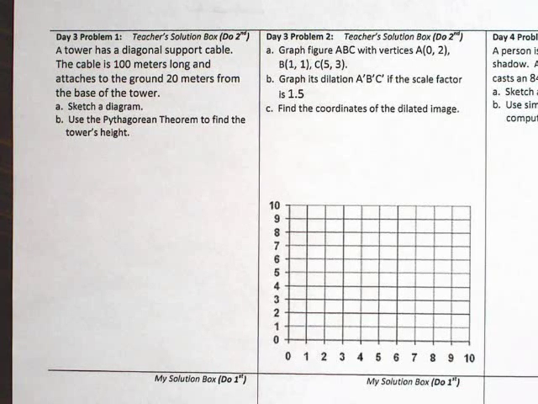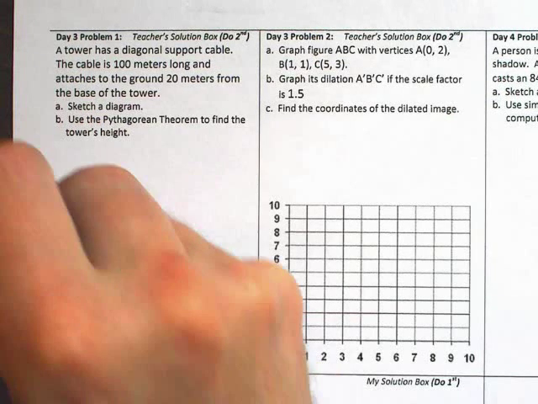Day 3, Problem 1. A tower has a diagonal support cable. The cable is 100 meters long and attaches to the ground 20 meters from the base of the tower. Question A, sketch a diagram.